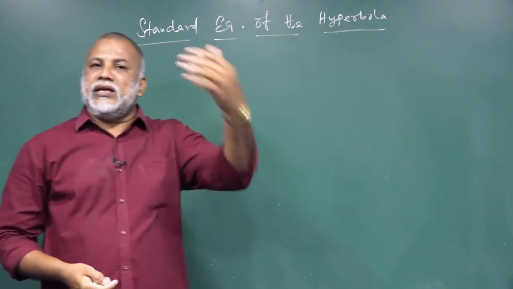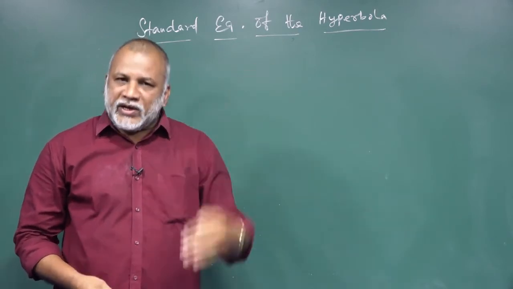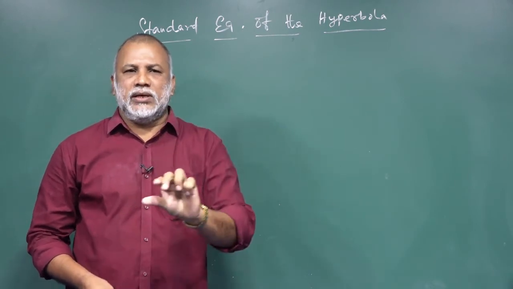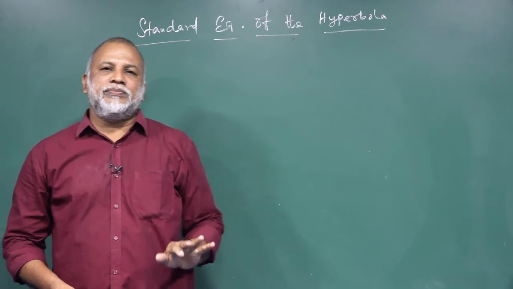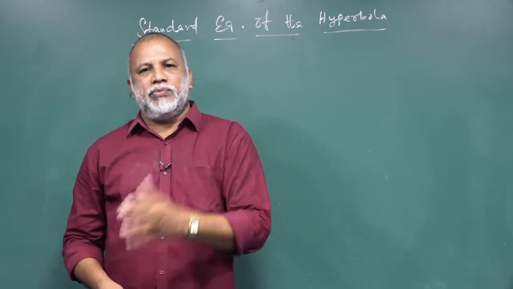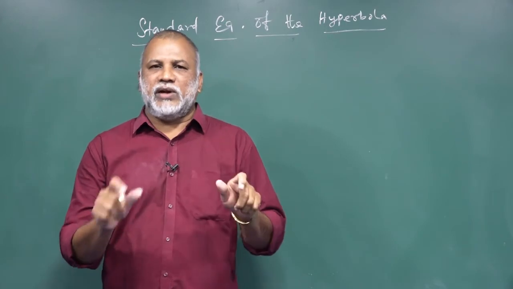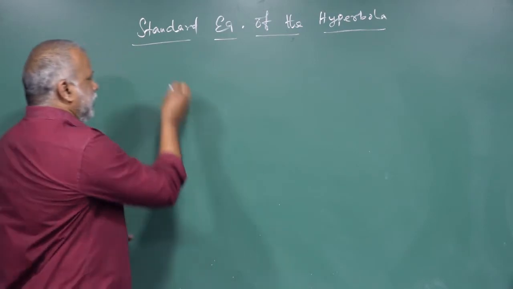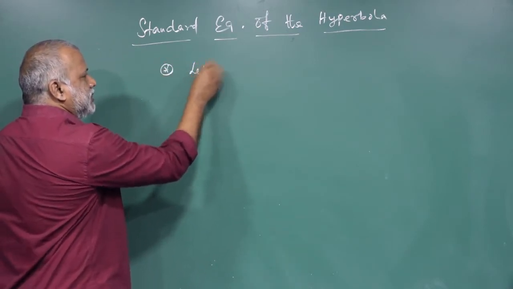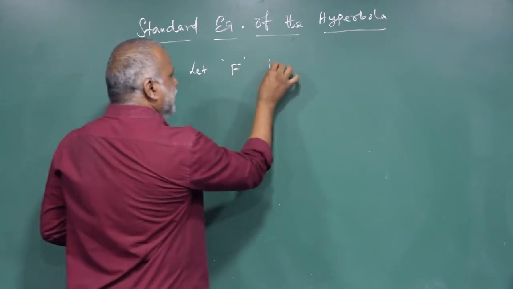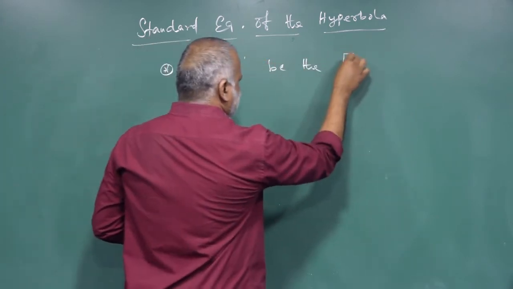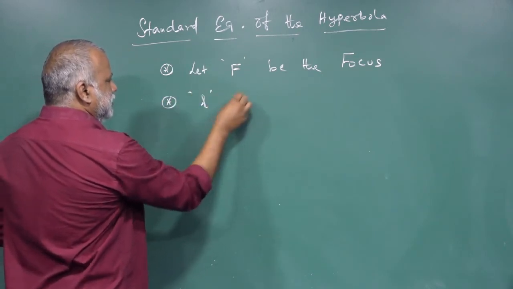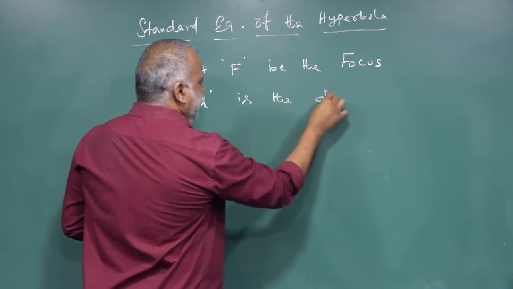Already we discussed the standard equation of an ellipse. You refer to that explanation. Now we have only one small difference. For an ellipse E is less than 1, here for a hyperbola E is greater than 1. That is the only difference. All other explanations are the same. See the first one. Let F be the focus. L is the directrix.